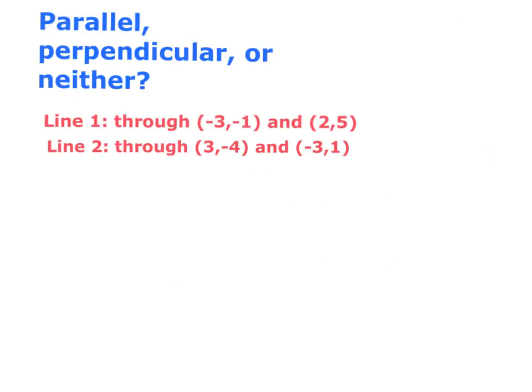Okay, here once again we're going to pause the video, and you're going to try to answer the question, are these two lines parallel, perpendicular, or neither? The first line goes through the points (-3, -1) and (2, 5). And line 2 goes through (3, -4) and (-3, 1). So in order to do this problem, you're going to have to find the slope of each of the lines, line 1 and line 2, and then compare those slopes. So go ahead, press pause, and then we'll join back up in a second.